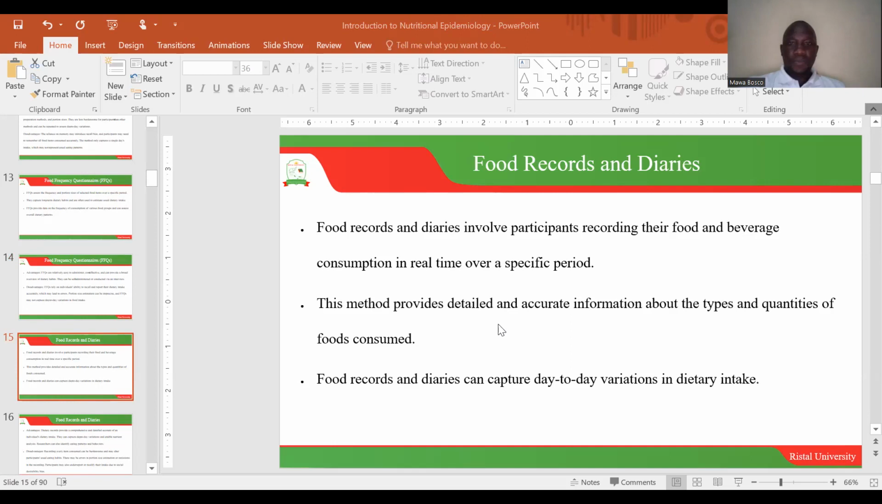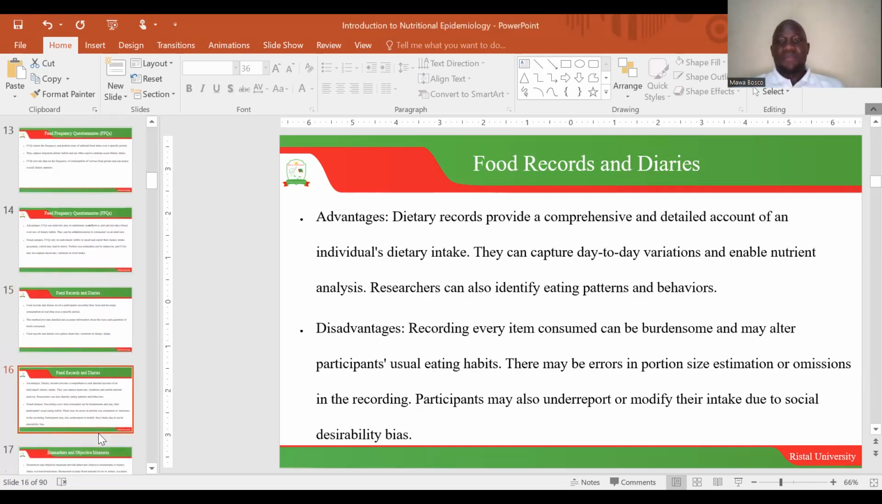Okay, so the participants or the individuals that you are actually interested in can record the food and beverages that they are consuming in real time. For example, if I'm going to take a soda, I just note that I'm taking a soda, 300 mils. So it provides you with good detailed data. It is accurate because it is written in real time.